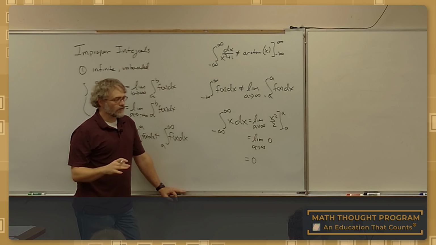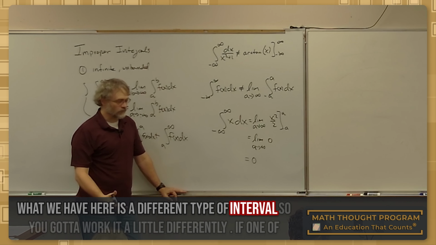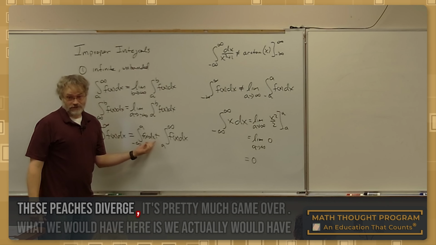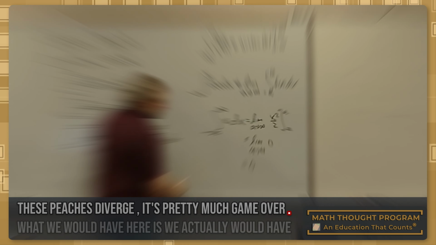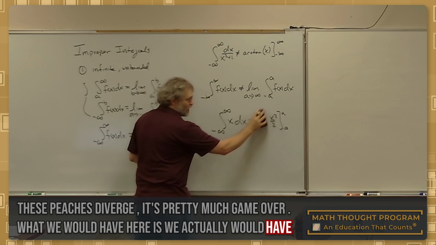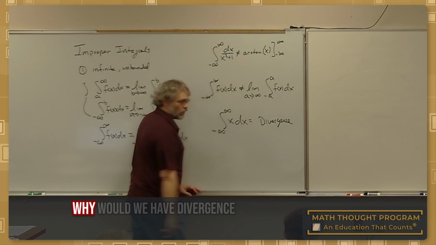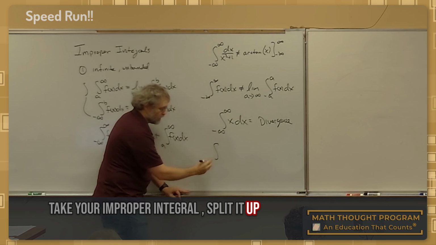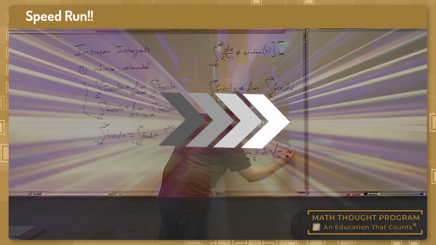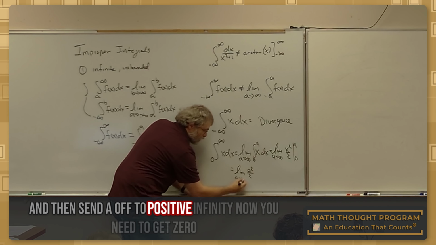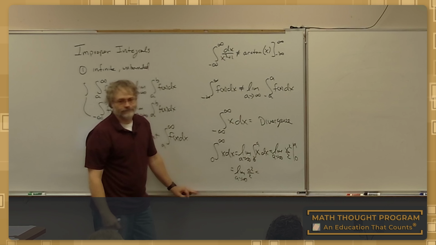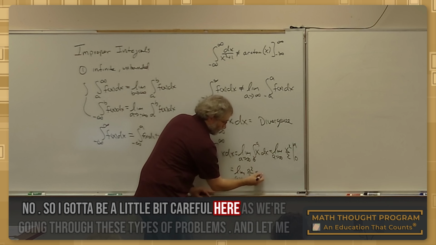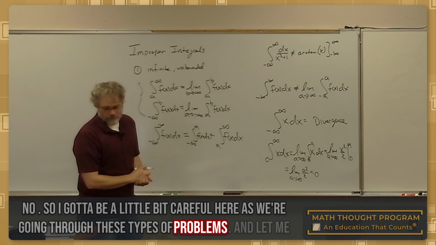But what we have here is a different type of integral, so you have to work it a little differently. If one of these pieces diverges, it's pretty much game over. What we would have here is actually divergence. Why would we have divergence? Take your improper integral, split it up, and then send a off to positive infinity. Now you get 0? No. So I have to be a little bit careful as we're going through these types of problems.